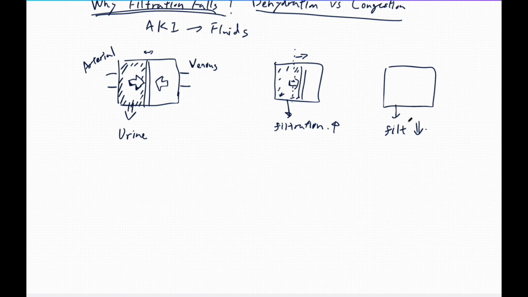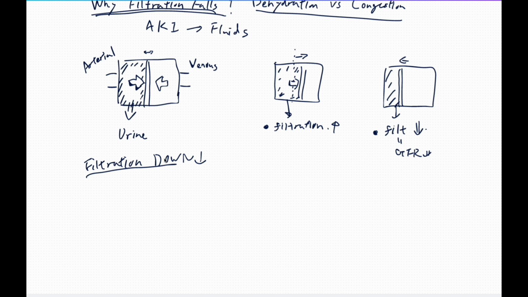Here is a key idea. Filtration falls whenever the board moves to the left side. When the board shifts left, the effective filtration area on the left side becomes smaller. Less effective area means less filtration. So in this model, board to the left equals GFR down. And what makes the board move to the left?